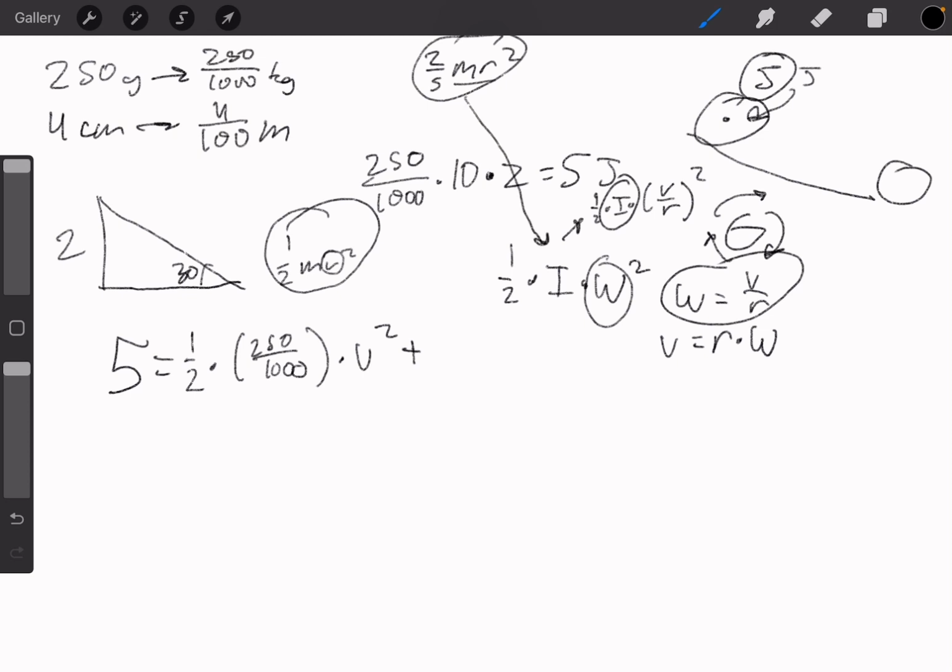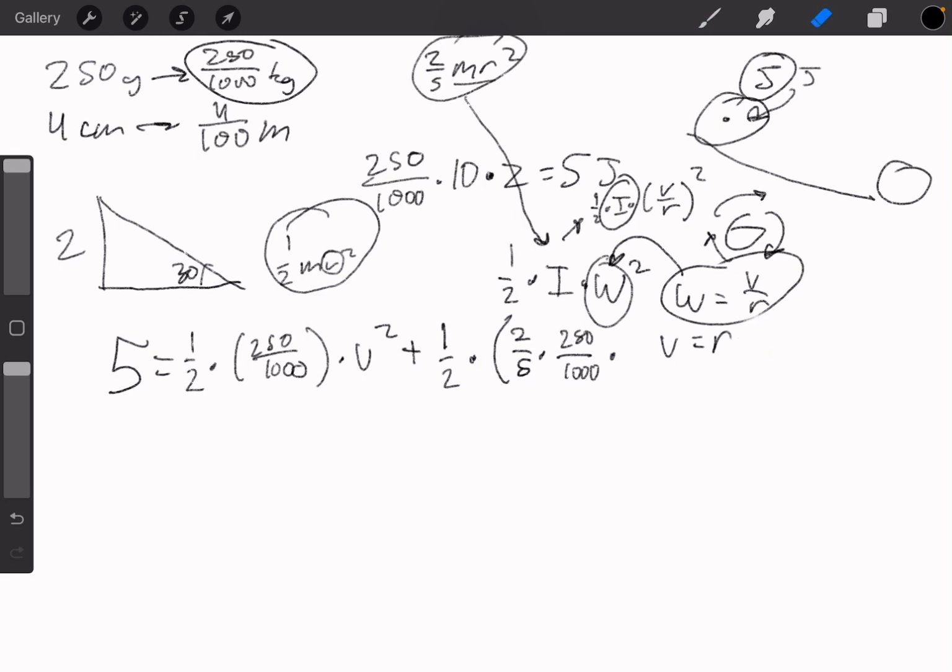So the moment of inertia for a sphere is 2/5 mr squared. Now that we know these two variables, we can plug that in for I. Let's write this entire thing out with all of the variables plugged in. We have the 1/2 at the beginning, 1/2 times the moment of inertia, which is 2/5 times the mass, which we found up here, 250 over 1,000, times the radius squared.